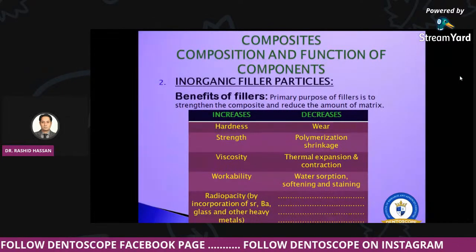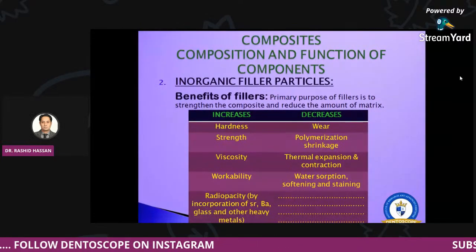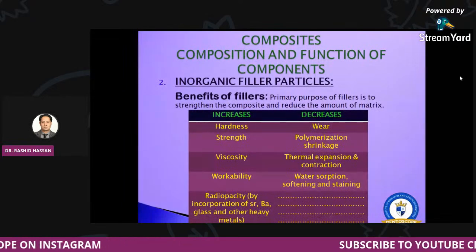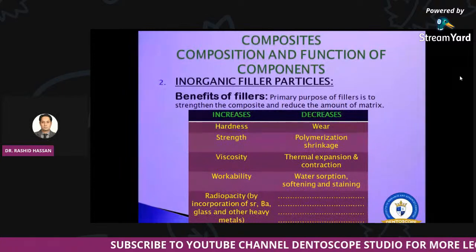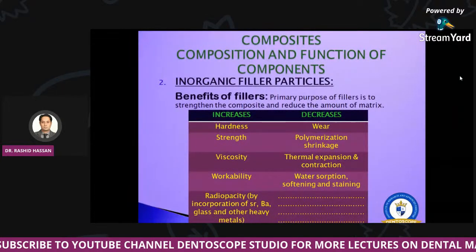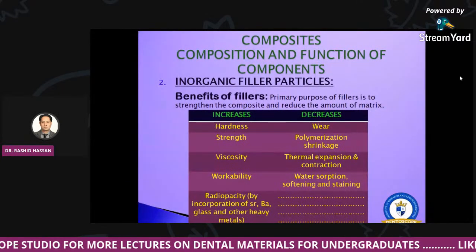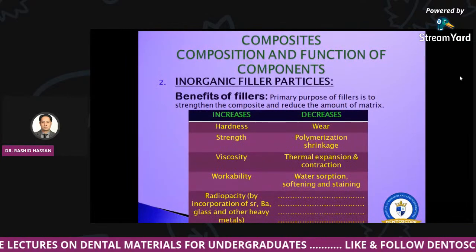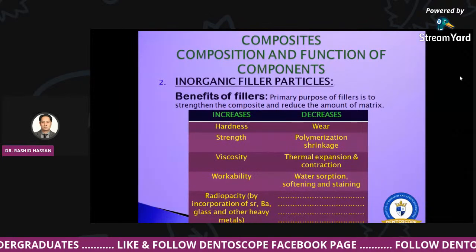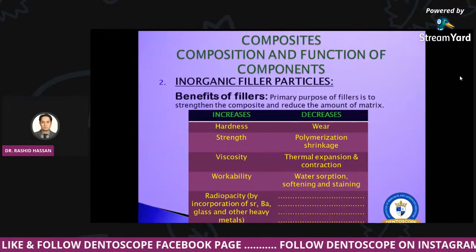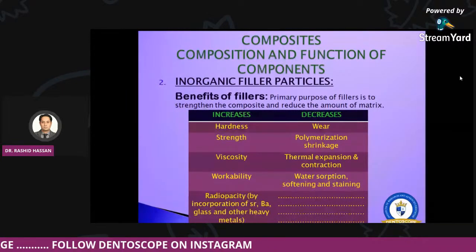The primary purpose of the filler particles is to provide strength to the dental composite, because strength is not seen in the organic polymer matrix. The organic polymer matrix has no function in strength. The strength is basically provided by the inorganic filler particles. And besides strength, there are different properties, I should say, that the inorganic filler particles increase or decrease. So let's talk about them.